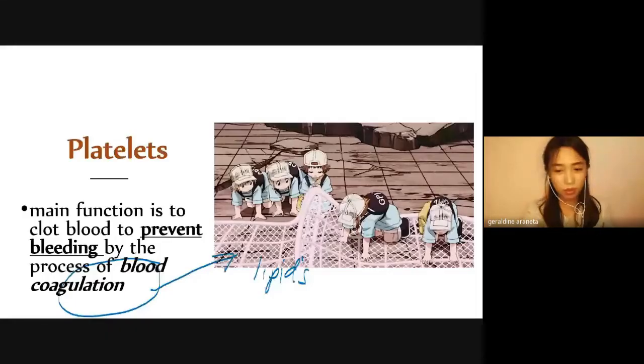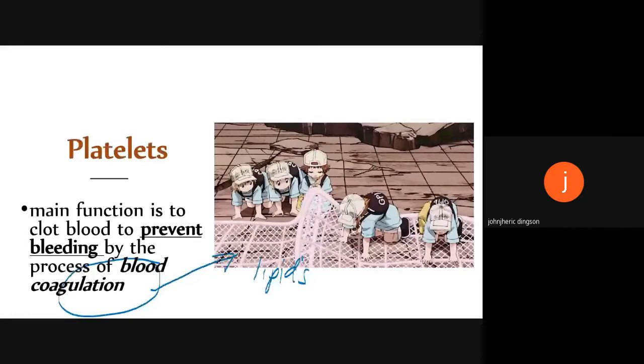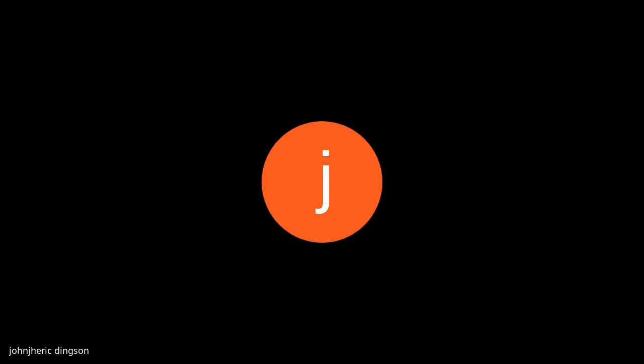Nawala yung boses ko kanina, ma'am. Naririnig po ba?